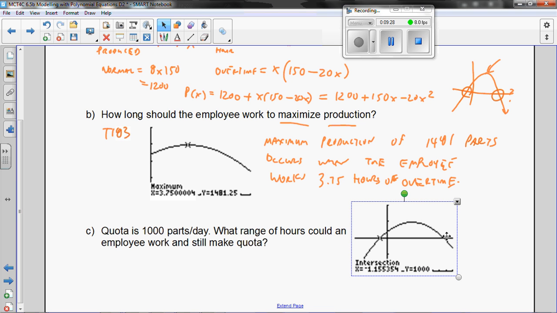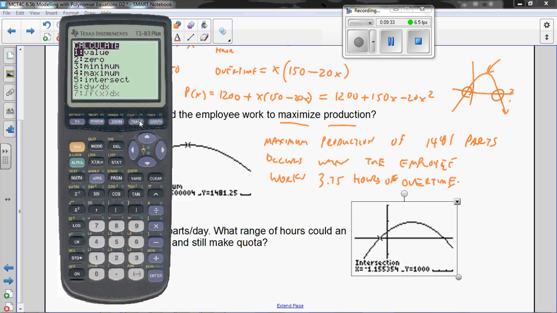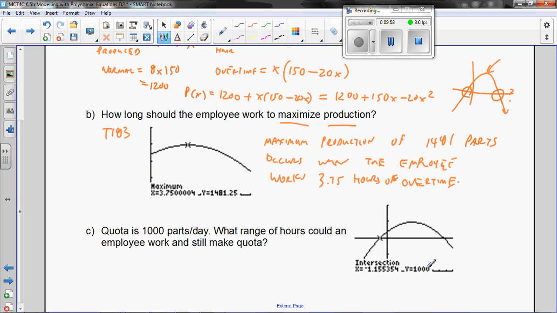And then I want to find the other intersect value. First curve, second curve, and then what's this guess? I'm going to try around 10. I don't know how many that is, but I'm going to guess around 10. 8.65. So that point there is 8.65. And remember, X is the hours of overtime.